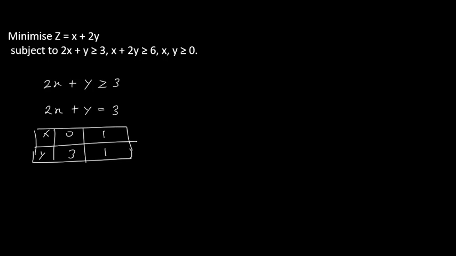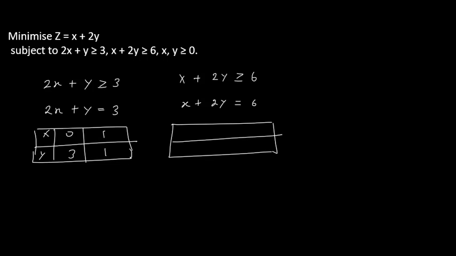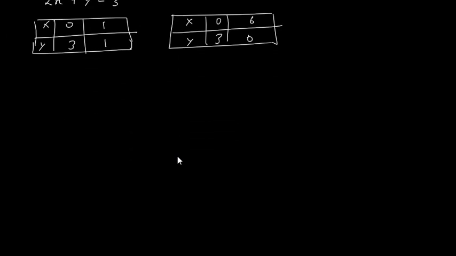The second inequation is x plus 2y greater than or equal to 6. So here x plus 2y equals 6 is my equation. Here x and y, when I take x as 0, I get y as 3. When I take y as 0, I will get x as 6. So here I will plot these 2 points.